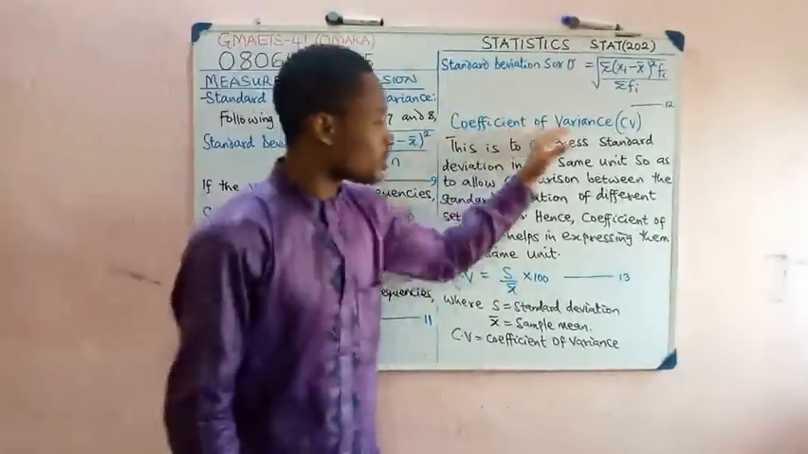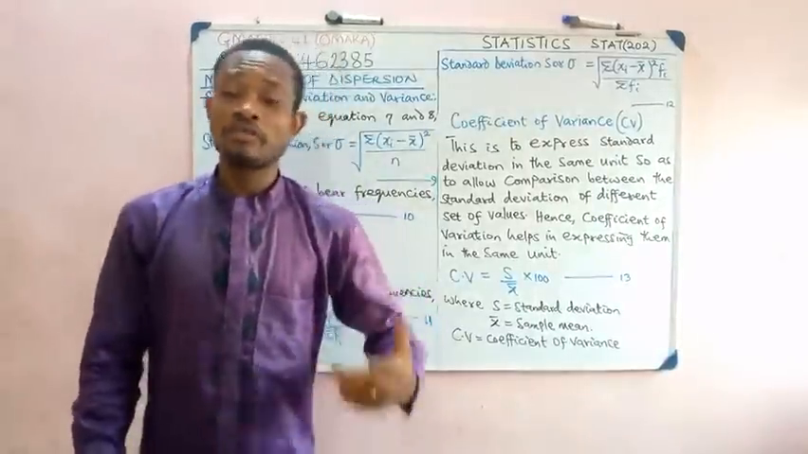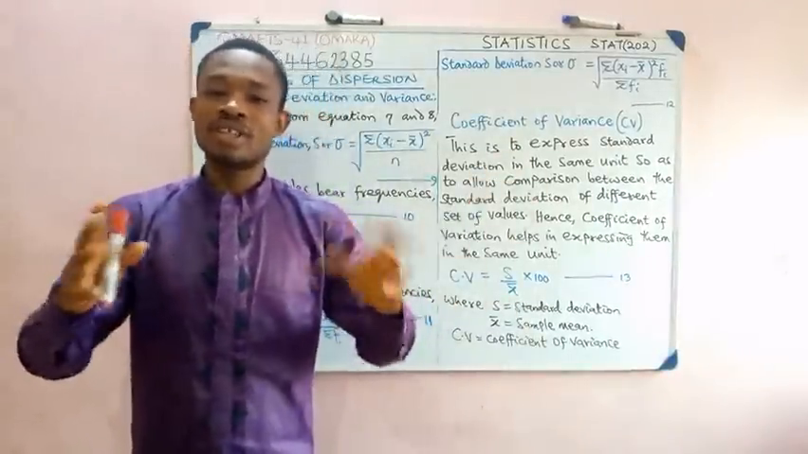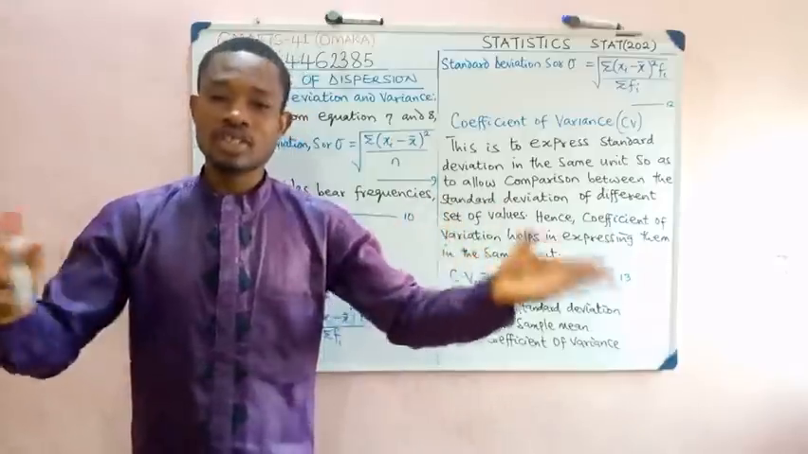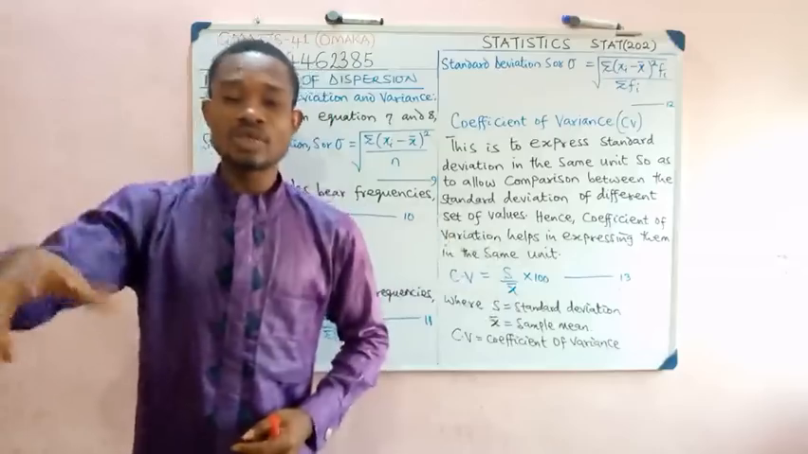Now, we want to look at the last measure of dispersion, which is the coefficient of variation or coefficient of variance. Why do we actually need this? We use it to compare the standard deviation of two or more different sets of values. You know, for standard deviation, the unit is always the unit given to the distribution you're dealing with.